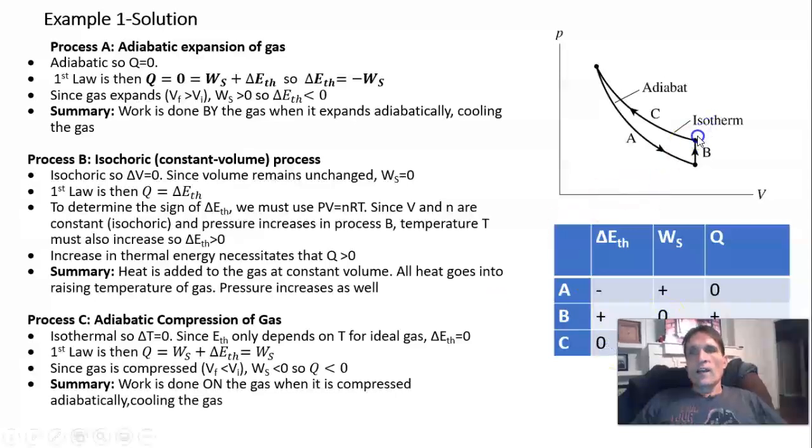Now we have another process in closing the loop here. Only here it's a compression. We're starting at a high volume, and the gas is being compressed to a lower volume. So right away, adiabatic, what does that say? Q is 0. No heat is being added or removed. Okay. So Q is 0.